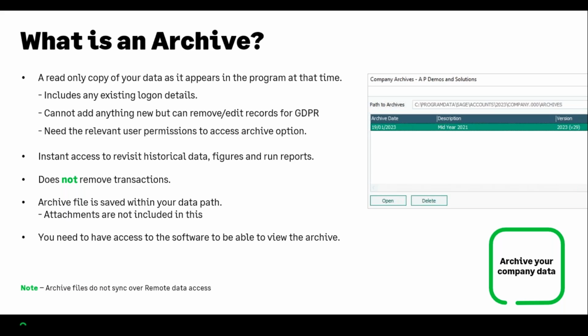Archive files are saved within your data path, be it direct to your C drive or your network location. A little asterisk on that one: they're not shared by remote data access in the same way that other information is. So if you do use remote data access and you've got one user taking archives, nobody else will have access to them if they're just using remote data access. They would have to be shared. Information on that is going to be on our help site, or contact your IT. If you don't have IT, contact our inbound telephone team. They'll be able to help guide you through that process as well.